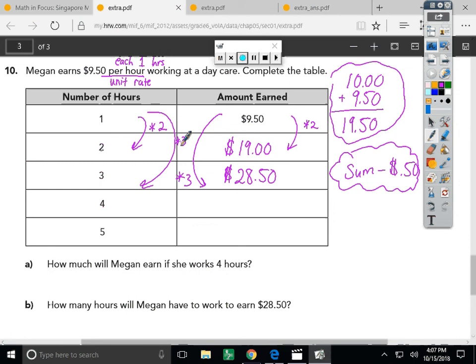How much will Megan earn if she works 4 hours? Well, I haven't answered that for you yet, but the answer will be sitting right in this column. Or sorry, this is a row, isn't it? And then it says how many hours will Megan have to work to earn $28.50? I already see that answer. It's somewhere on my table.